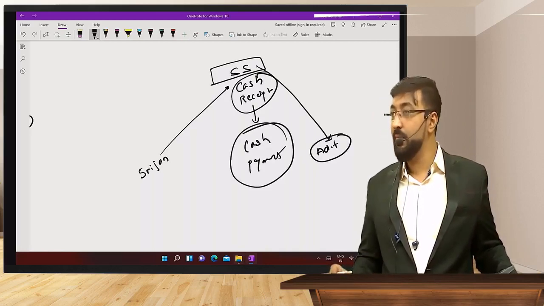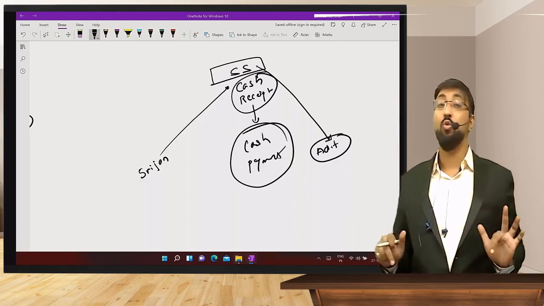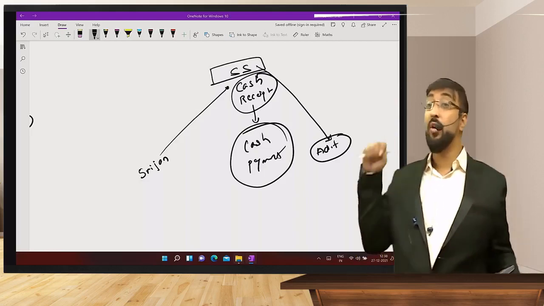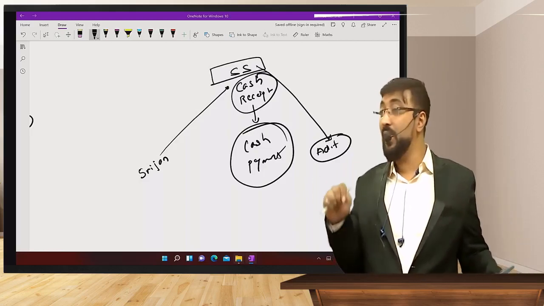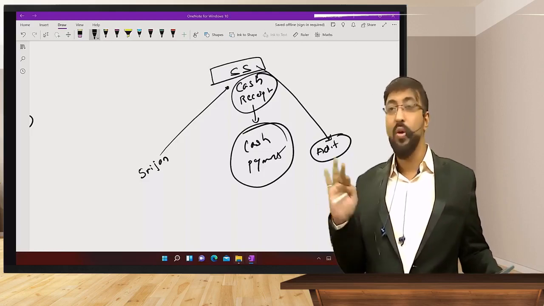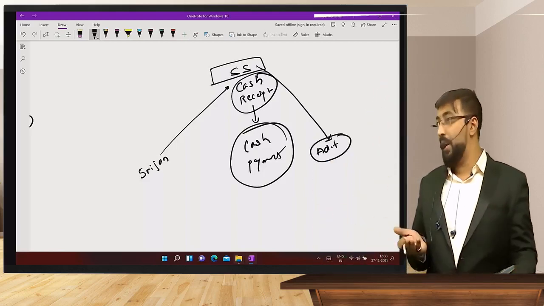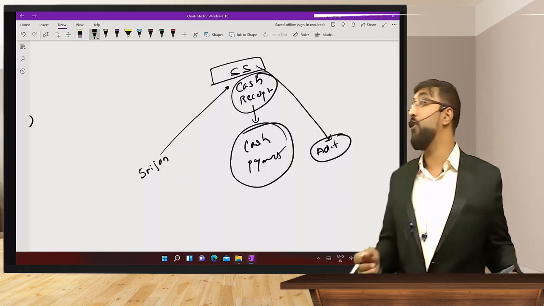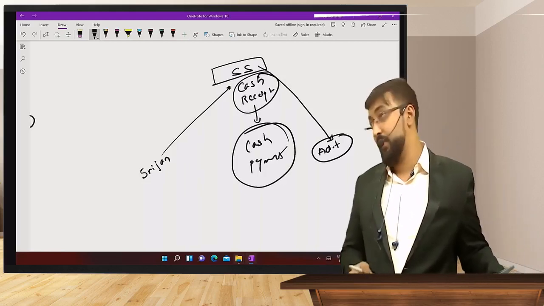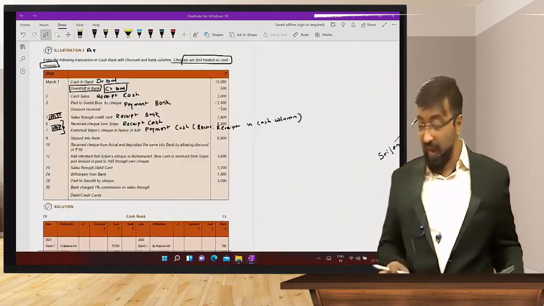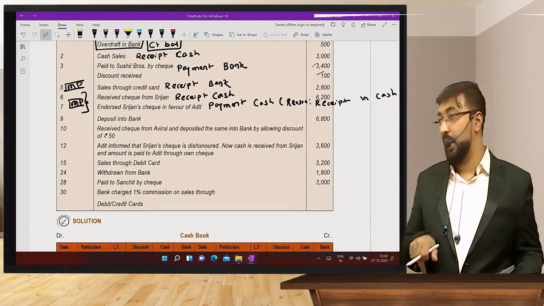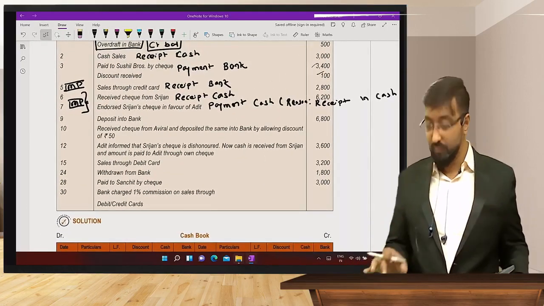Now you got this concept? Why are we passing through cash account? Because we received it as cash. We treated it as cash receipt. Though we are receiving a check, we are treating it as a cash receipt. So when I am giving a payment, I have to give it in the cash payment. Aaya samajh mein? So mujhe cash receipt hone ke wajah se payment cash mein dena pada. You got the concept now?